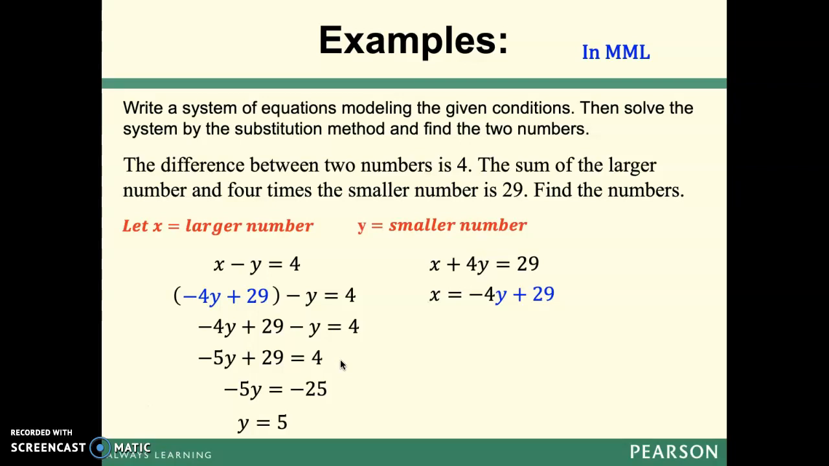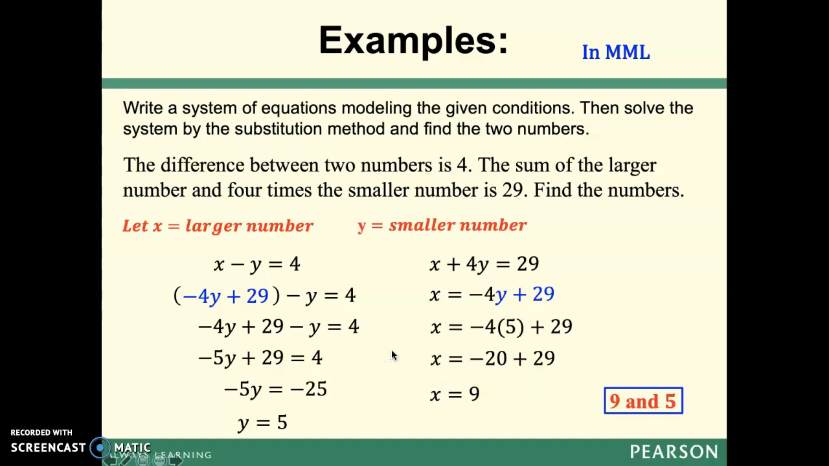I know what y is. So I'm going to take 5 and substitute it in for y over here. And when I crunch my math, I'll find out what x is. Plug in 5 right there. Negative 4 times 5 is negative 20. Negative 20 plus 29 is 9. So my two numbers are 9 and 5.